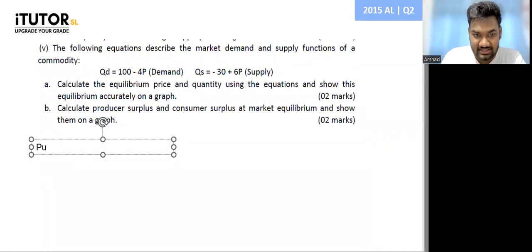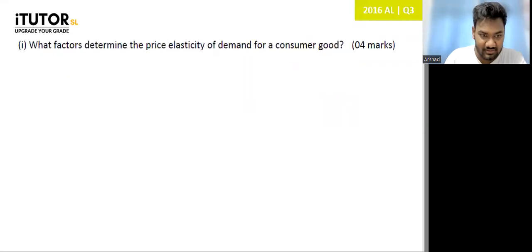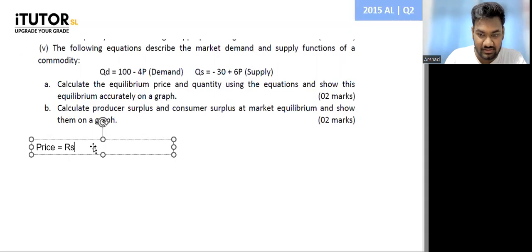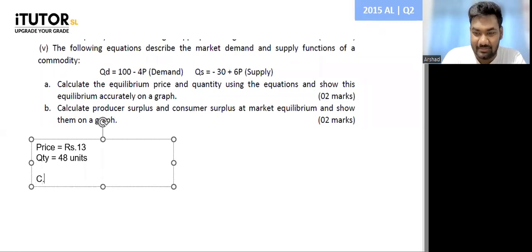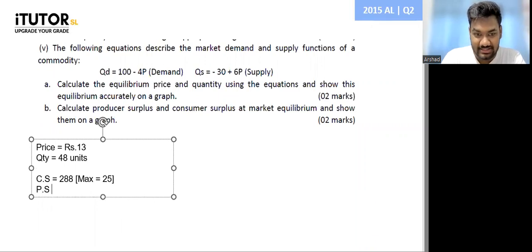Price, I am getting 13 from most of you all. Price 13, quantity 72, 48. Okay, 48 is what I got the most. The one who had 72, you can recheck. Consumer surplus, how much is it? Okay, consumer surplus is 288. The maximum demand price is 25. Okay. Producer surplus, 192. Okay. Minimum supply price, 5.